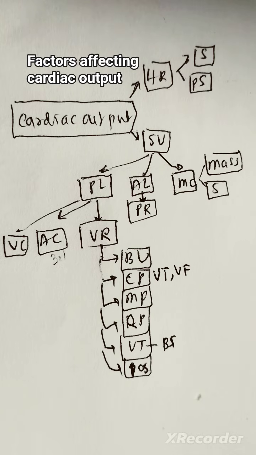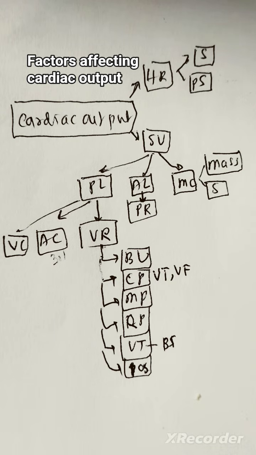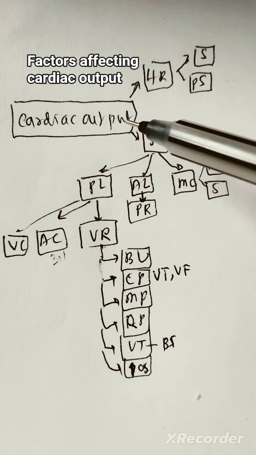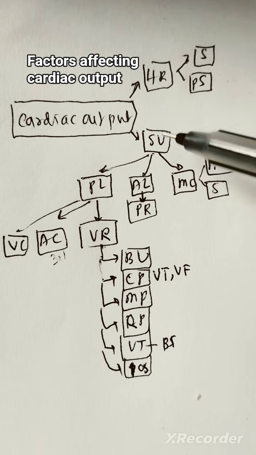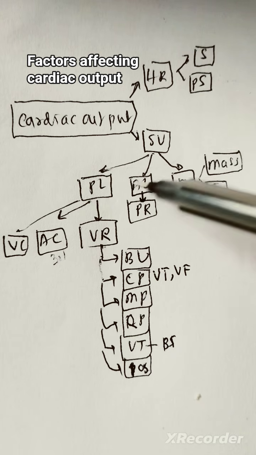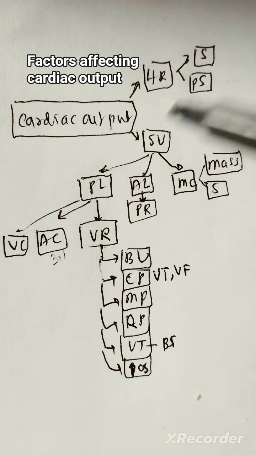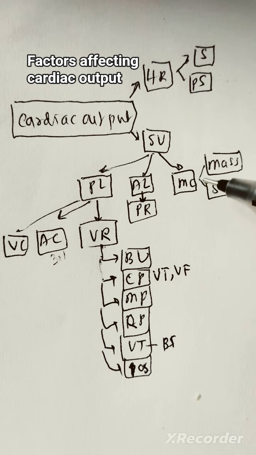Hello everyone. With this diagram, we'll try to learn about the factors that affect the cardiac output. The cardiac output can be written as heart rate times stroke volume. The factors affecting the heart rate are the autonomic nervous system, that is sympathetic and parasympathetic activity. Whereas stroke volume depends on the preload, that is nothing but the Frank-Starling law, and afterload and the myocardial contractility.